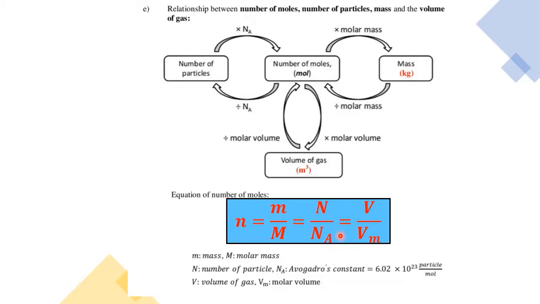Satu lagi formula adalah number of mole equals number of molecules over Avogadro number. Dan yang ketiga adalah number of moles equals volume over molar volume. Molar volume ni pada STP nilai dia adalah tadi 0.224 meter cube.